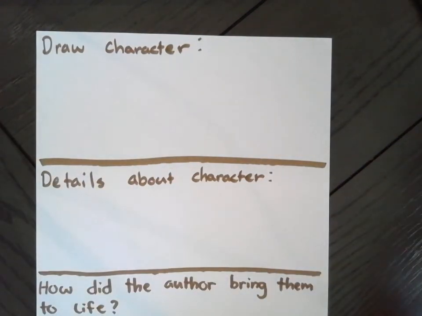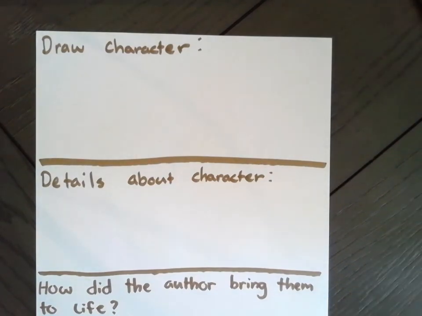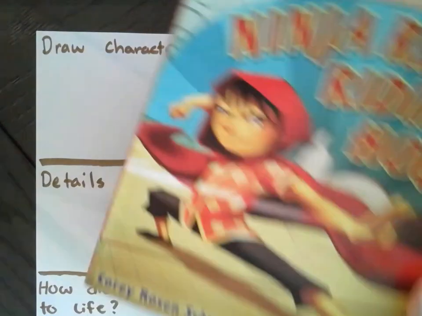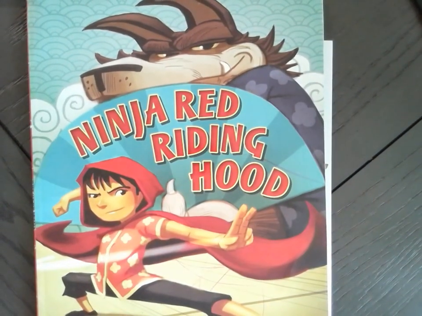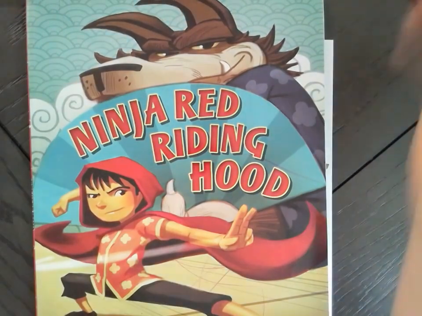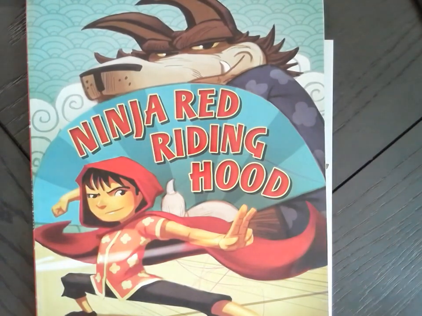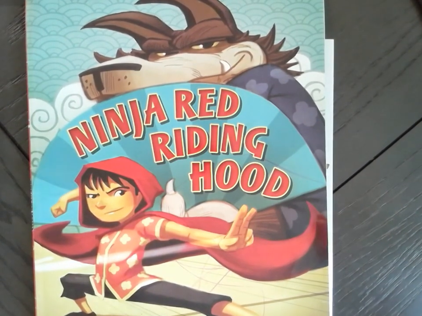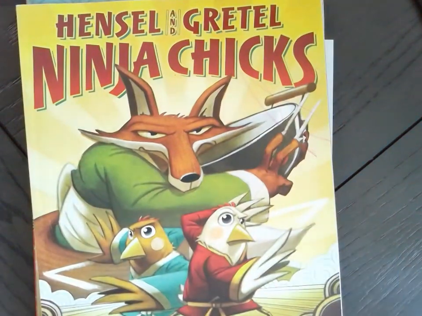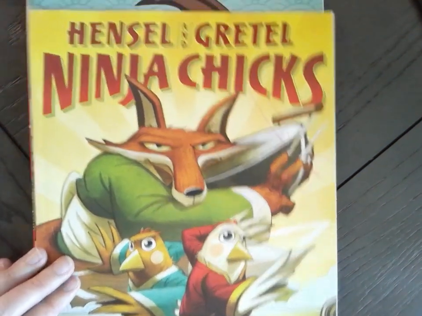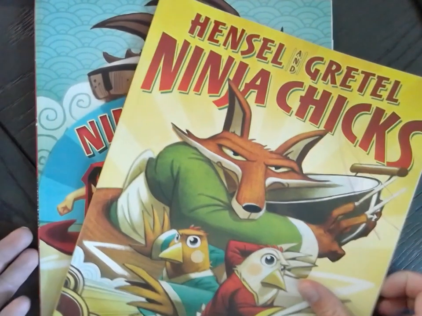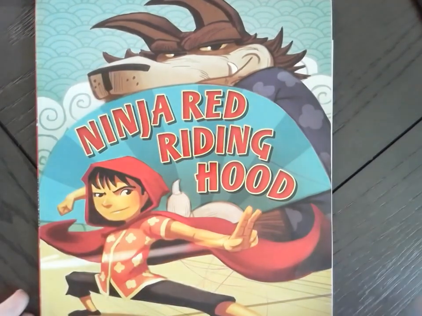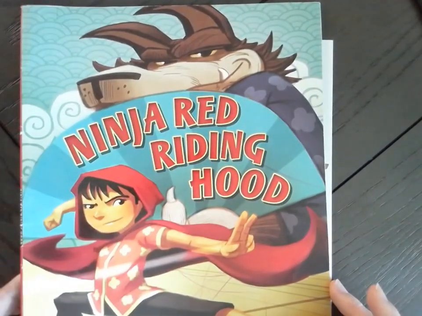Now, one of my favorite authors, and he's not on the list, I'm just using him as an example, is Corey Rawson. And I've read this book to you, and I know maybe in the other classes you guys have these books in your library where it's Ninja Red Riding Hood. So he writes fairy tales in a different way. And here's Ninja Chicks, which is Hansel and Gretel. And he has very interesting illustrations, which is why I really enjoy his writing. So I'm going to focus on his wolf in Ninja Red Riding Hood as my character.